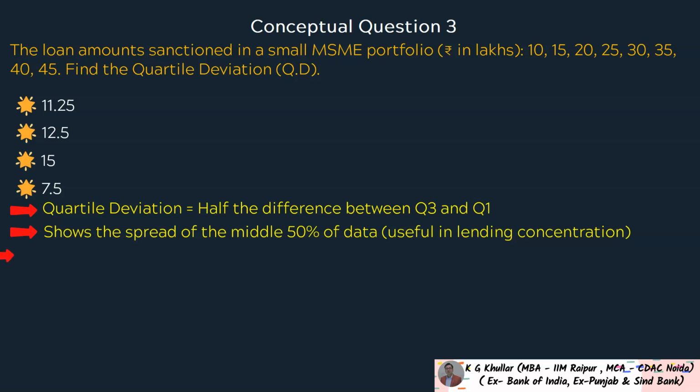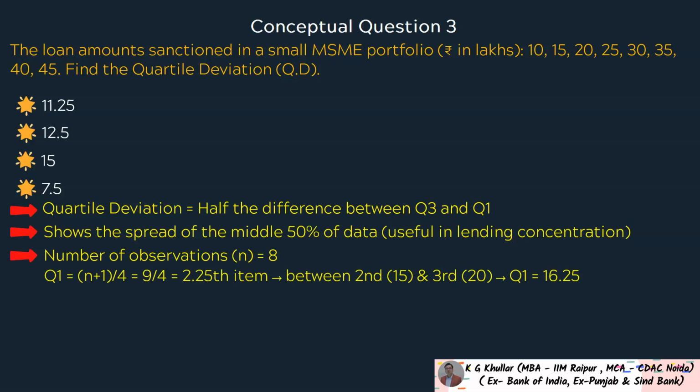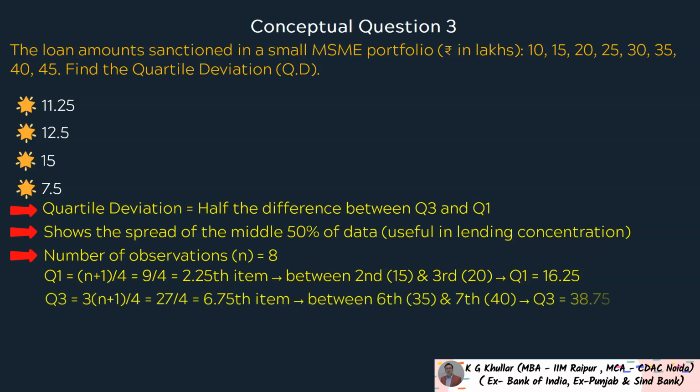Now the number of observations, as you can count here, is 8. So Q1 is simply the value of (n plus 1) by 4, which is 9 divided by 4 equals the 2.25th item. And this lies between the second, that is 15, and third values, that is 20. So Q1 is simply 15 plus 0.25 multiplied by (20 minus 15) equals 16.25.